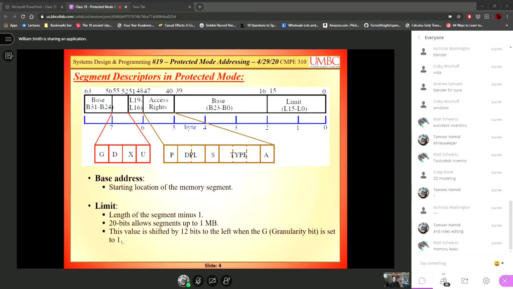That's true. This value is shifted by 12 bits to the left when the granularity bit is set to 1. Okay. The granularity bit is going to define what the size is of your segments, I'm going to guess, but I don't know for sure. Here's G, the granularity bit. So you've got some specific bits. Notice how many bits we have when we went to protected mode. Notice how many address bits we believe we started to have here. How many address bits do I have with this?